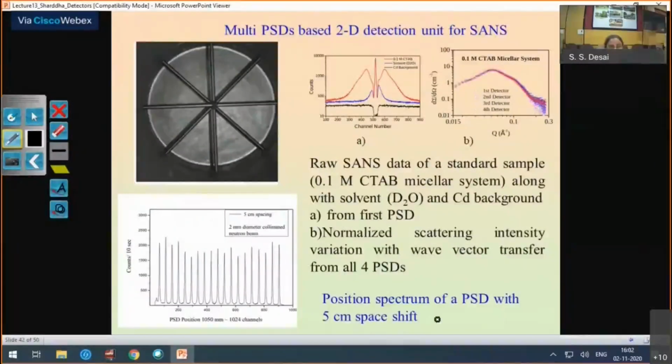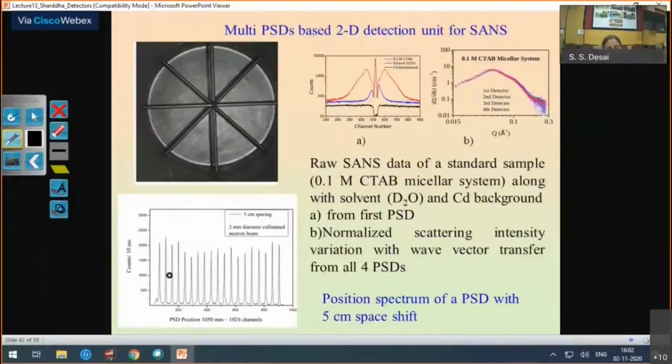This is another small angle neutron scattering. You will see all the spectrometers in detail in the next few lectures. So here 4 PSDs are arranged in a star fashion, so that you are not losing any information in this angular scattering or in this two-dimensional region. All the 4 PSD data can be processed and overlapped, so that your counting statistics is also improved.